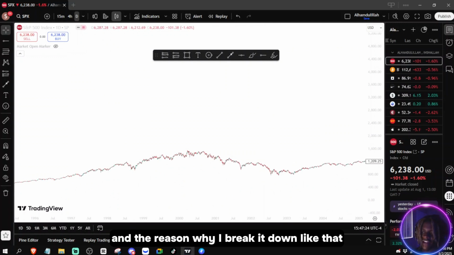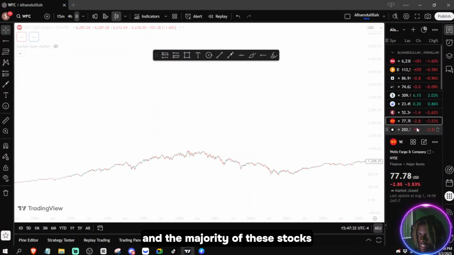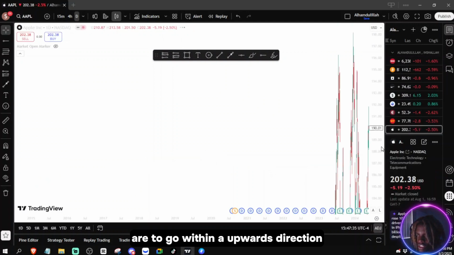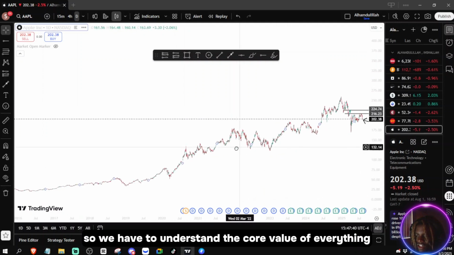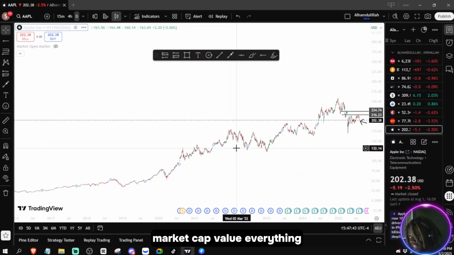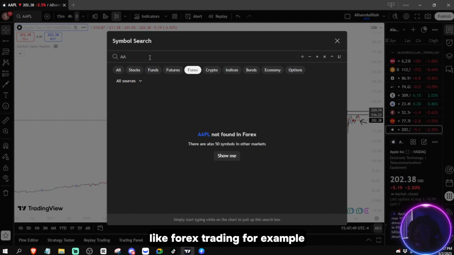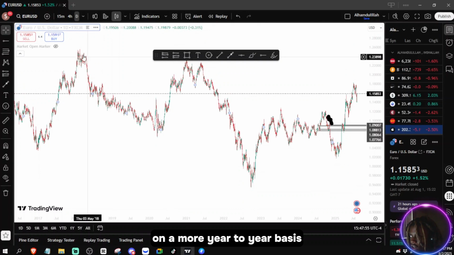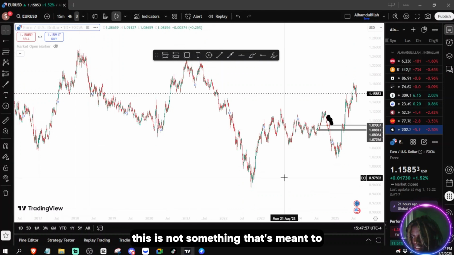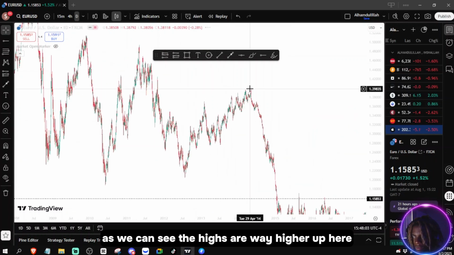And the reason why I break it down like that is so we can understand the value. When you're playing the United States stock market, the goal of the majority of these stocks is to go in an upwards direction over the period of years. So we have to understand the core value of everything, market cap value, because this is not the same as something like forex trading, for example. In forex trading, the dollar is going to fluctuate on a more year-to-year basis. This is not something that's meant to intrinsically just be bought and held. As we can see, the highs are way higher up here.